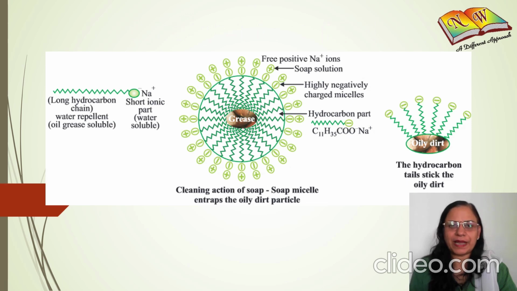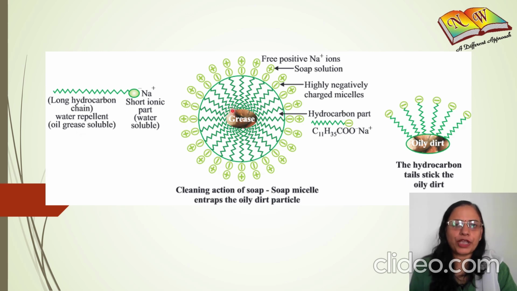Before performing the experiment, it is important to understand the cleansing action of soap. Every molecule of soap has two parts, as you can see here. It has a head, which is the ionic part, which is soluble in water, and therefore we call it the hydrophilic part. And it has a long hydrocarbon chain, which is the water repellent part, which is soluble in oil or grease and is known as the hydrophobic part.